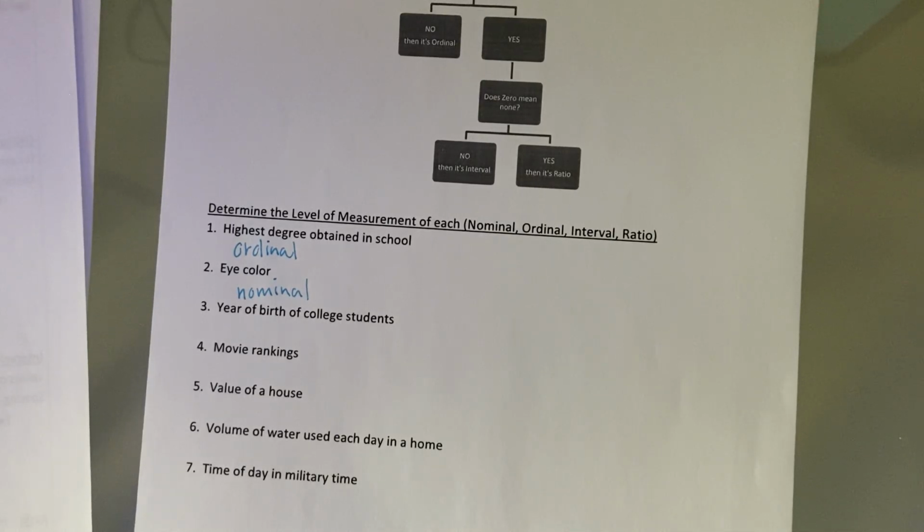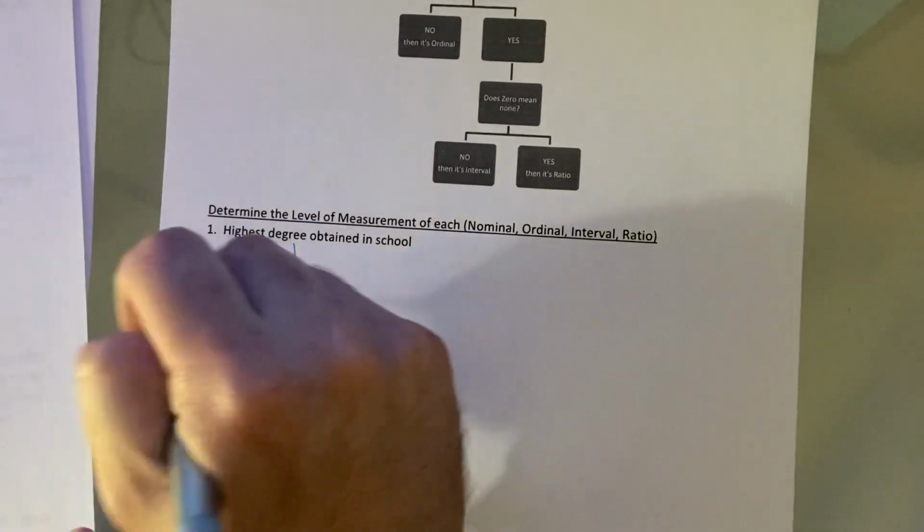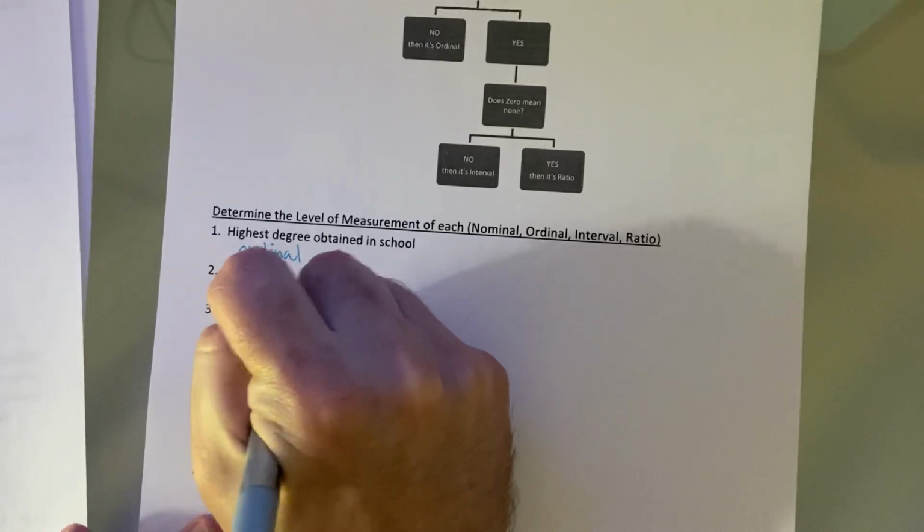Year of birth of college students. I mean, can it be ordered? Yes. Are the intervals evenly spaced? Last I checked, the distance between years, 1 year is 1 year, so yes. Does 0 mean none? If you're born in the year 0, does that mean you weren't born at all? No. So that means this is interval.